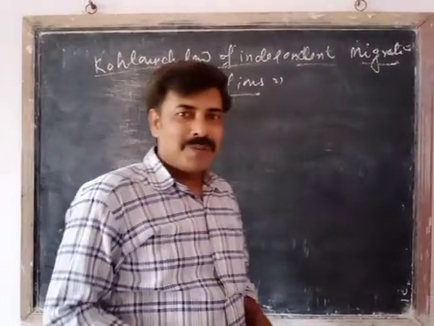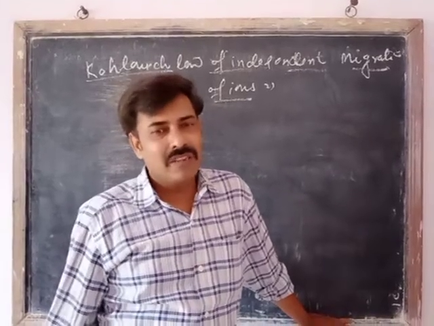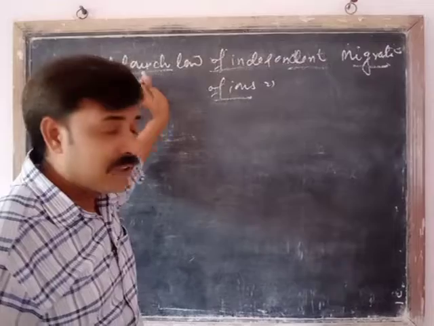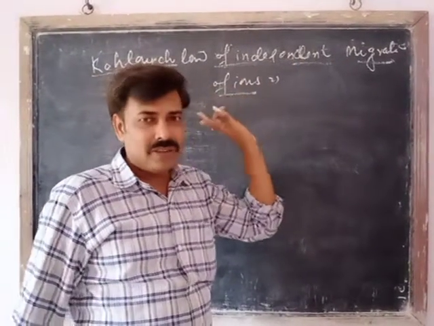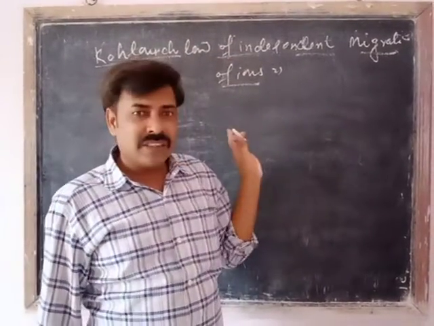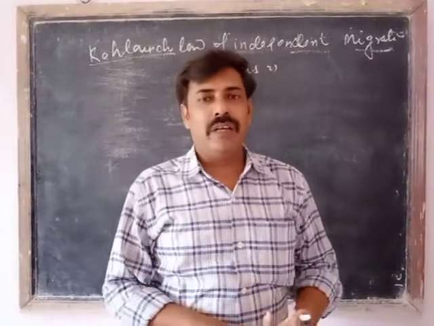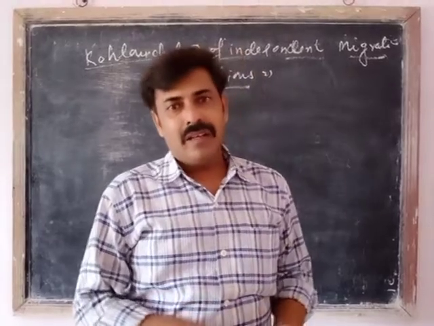Good morning everyone. Today we are going to discuss Kohlrausch's law, Faraday's law and the cells, their types and their usage. So first of all, we are discussing Kohlrausch's law of the independent migration of ions. First of all, what is the law? Kohlrausch's law says that the limiting molar conductivity of any electrolyte is the sum of the limiting molar conductivity of its cation and anion.